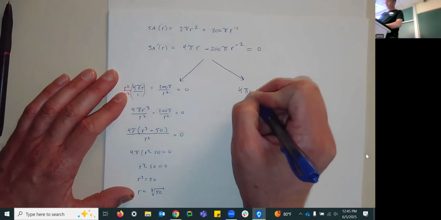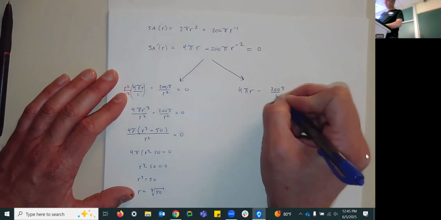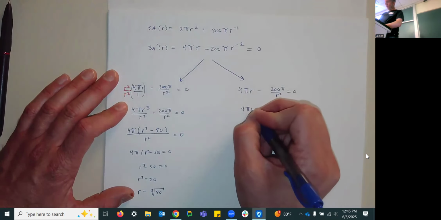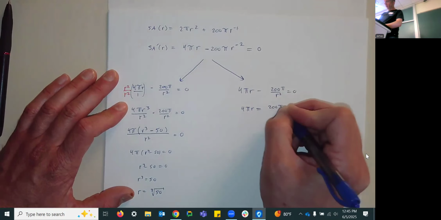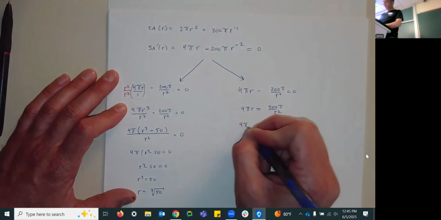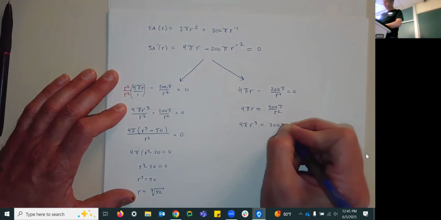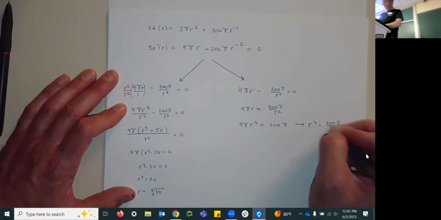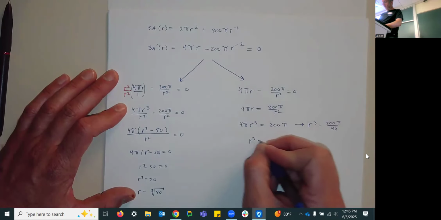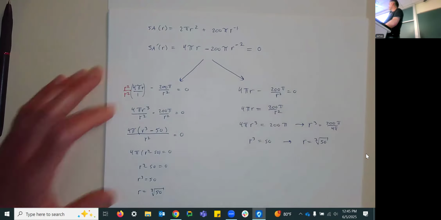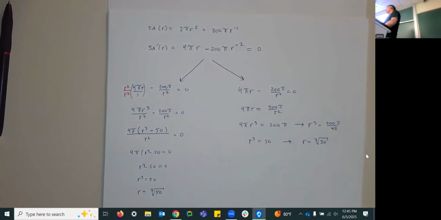You can say 4 pi r minus 200 pi over r squared equals 0. Bring this to the other side. 4 pi r equals 200 pi over r squared. Multiply both sides by r squared. You get 4 pi times r cubed equals 200 pi. Divide both sides by 200 pi. You get r cubed equal to 200 pi divided by 4 pi. And you get r cubed equal to 50. And you get r equal to the cube root of 50. To me, that feels like less work. But either way is fine. Clearly, either way got us to the same critical point.